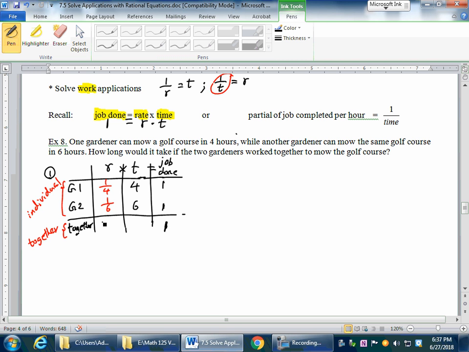So that means your rate will be 1/4 plus 1/6, the combined rate from two gardeners. And then the time is the one that we don't know, which will be x. This will allow us to set up the equation: the rate 1/4 plus 1/6 times the time x is equal to finishing one job. This last row will help me to get my equation.